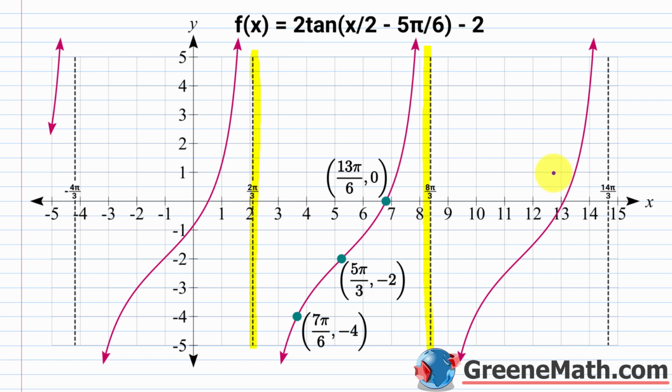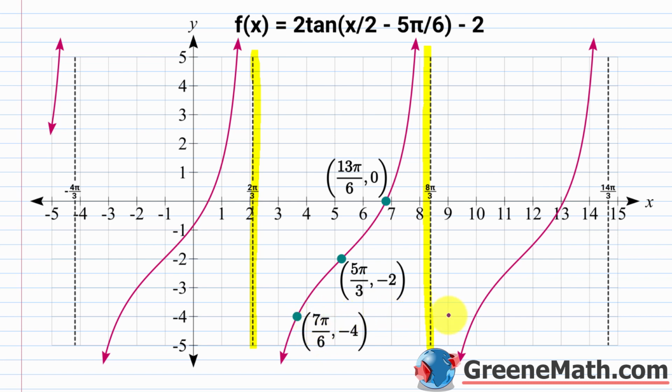You don't really have to use the quarter period, although you can if you want. The period here we found was 2 pi. So all you'd have to do is say, if I take this x value right here, which is 7 pi over 6, and I add 2 pi, well, I could add 12 pi over 6. That would be 19 pi over 6.